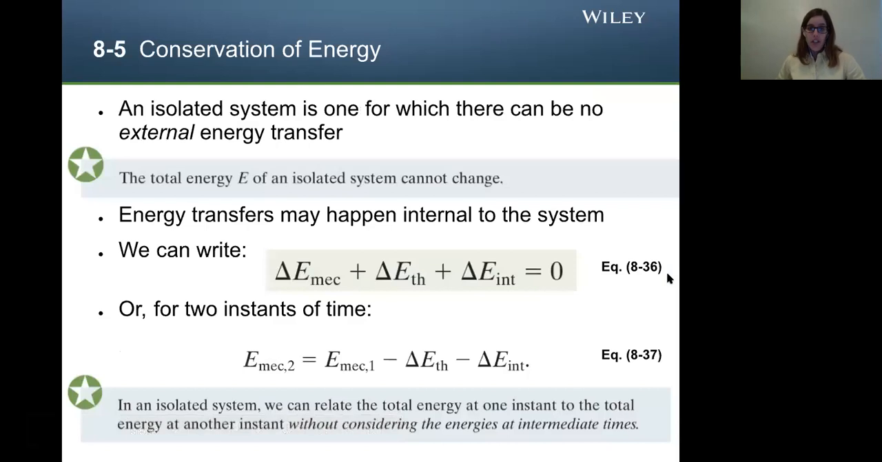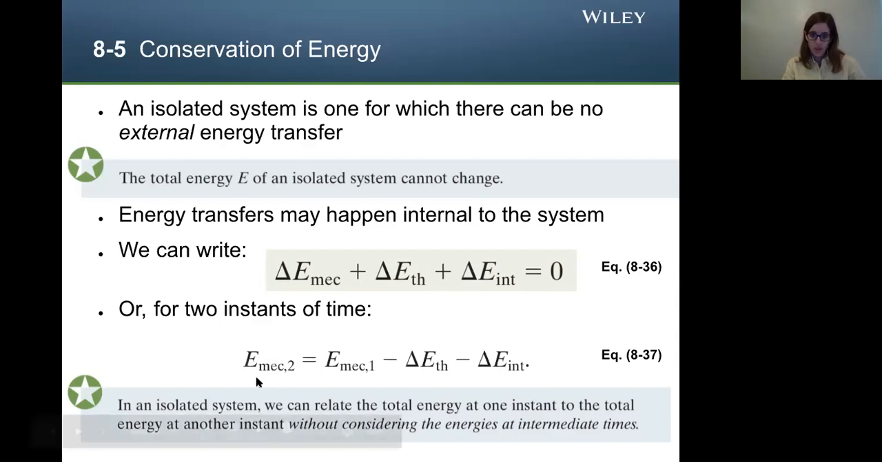Now, an isolated system is one for which there's no external energy transfer. There's no outside force that's pushing on things. And for an isolated system, the total energy cannot change. There still can be energy transfers inside the system, right? And so you might have a change in mechanical energy. Maybe that mechanical energy converts to thermal energy, like we saw with our skateboarder on the ramp when we added friction, or the internal energy converts to some other form.